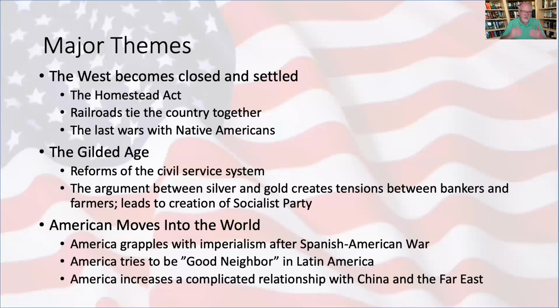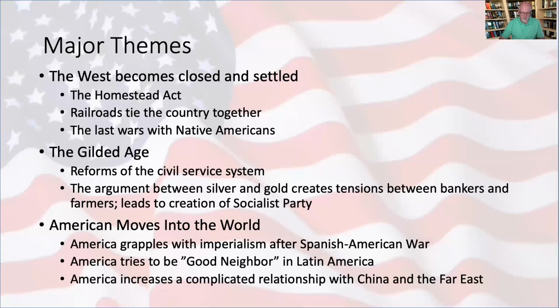Again, this topic, along with other topics relating to labor and capital and the rights of workers and everything, lead to the rise of the Socialist Party, epitomized by Eugene V. Debs, who runs for president several times during this era.